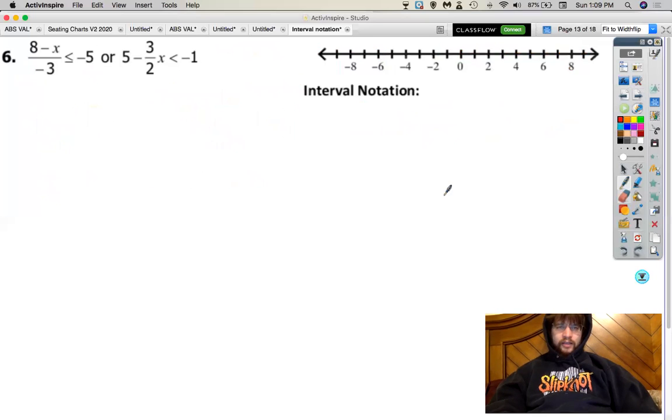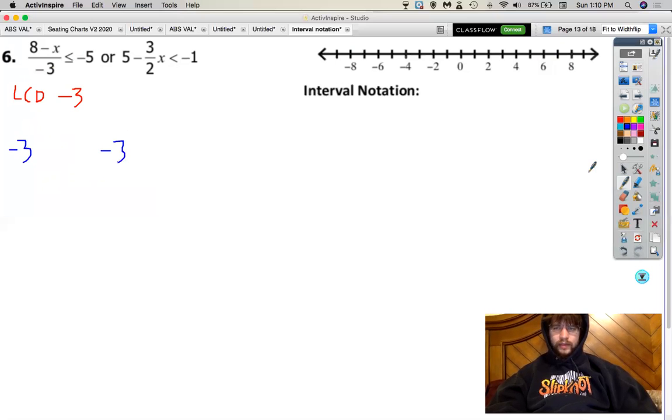So we got some fractions. So again, when we're dealing with LCD, we're working these two problems entirely and completely and totally separately. So this problem doesn't mess with this problem. So I'll do this. LCD on this first one is obviously negative 3 because that's my only denominator. So I take negative 3 and I multiply it by each term. 8 minus x over negative 3.